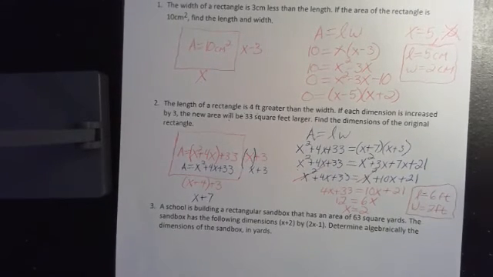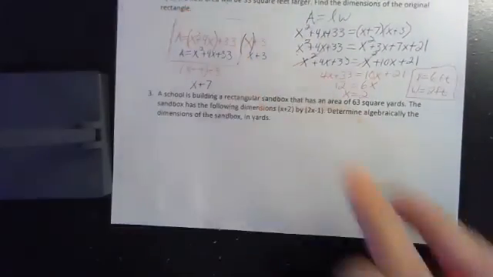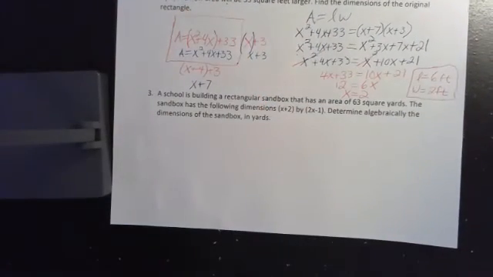Okay, moving on to our final example. Now this one's going to be a little bit tougher. So here we're told a school is building a rectangular sandbox that has an area of 63 square yards. The sandbox has the following dimensions: x plus 2 by 2x minus 1. Determine algebraically the dimensions of the sandbox.